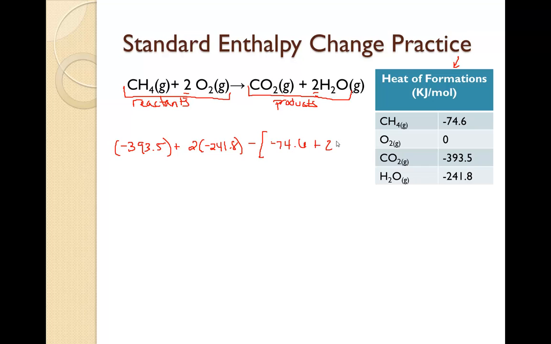That comes down to negative 393.5 minus 483.6 plus 74.6, which is equal to negative 802.5. Note the units, kilojoules per mole. That's all there is to it. Let's do another one.